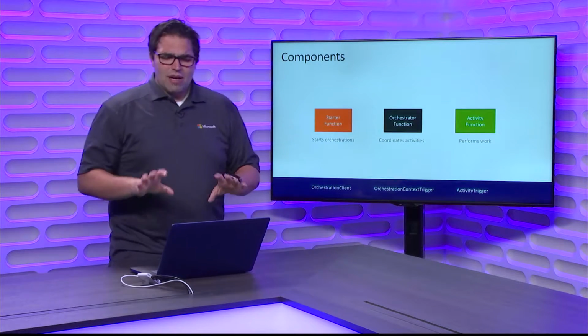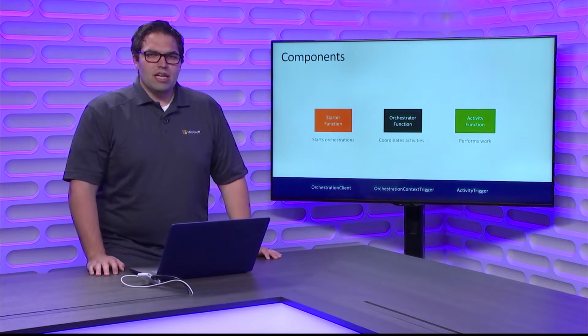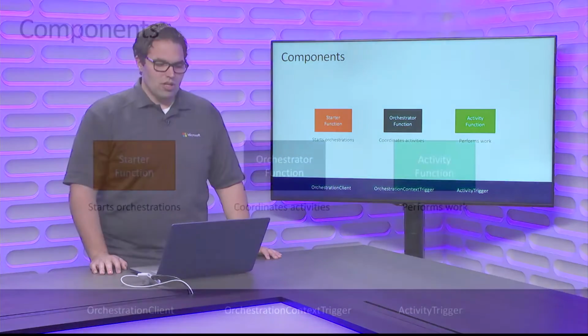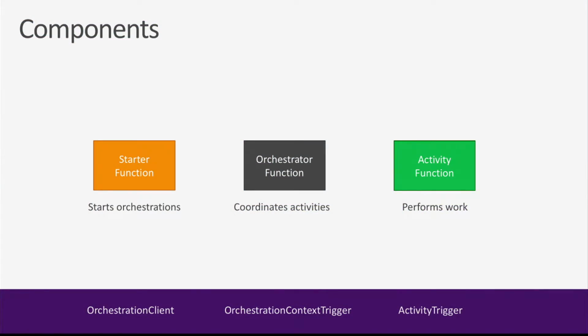So I'm going to talk about some of the components of a durable function, and then we'll show what our first durable function looks like. Oftentimes we talk about three different components that make up an overall durable function. The first piece is the starter function. The starter function is whatever's going to trigger off this long-running process.